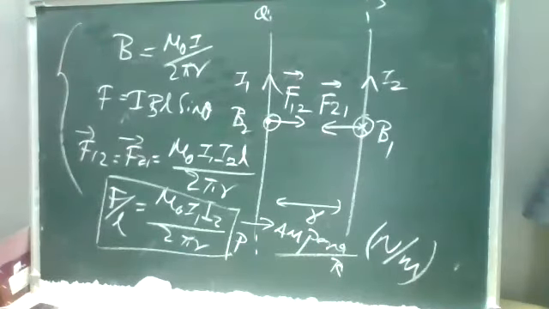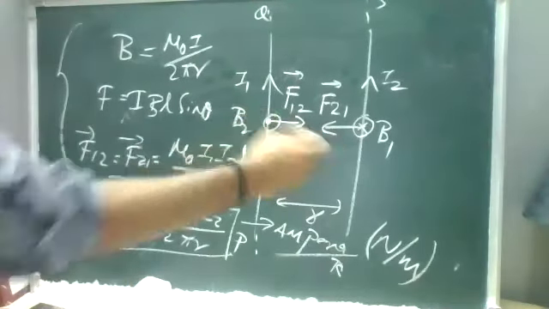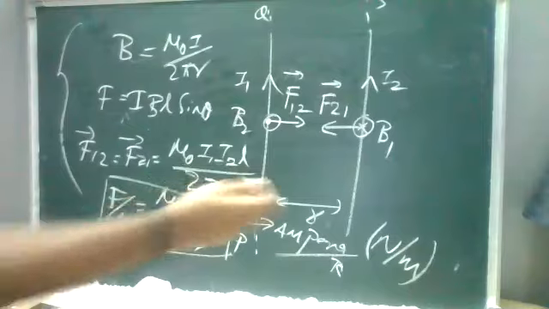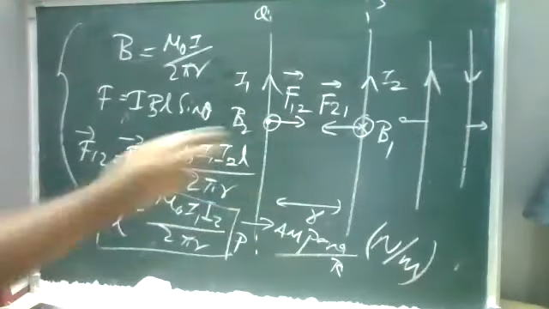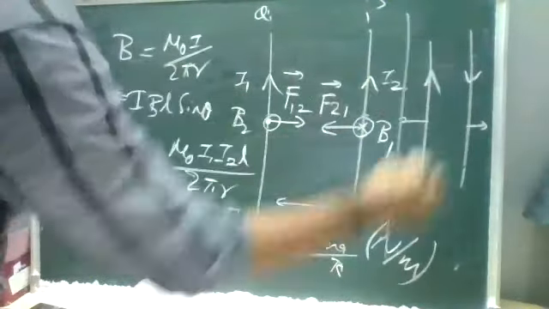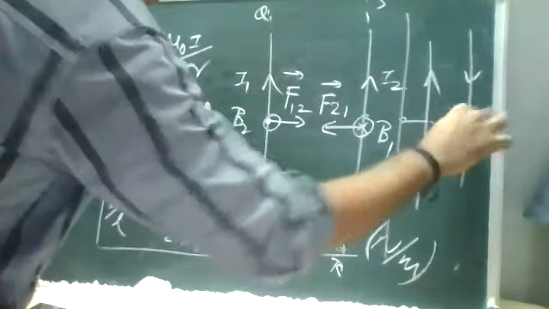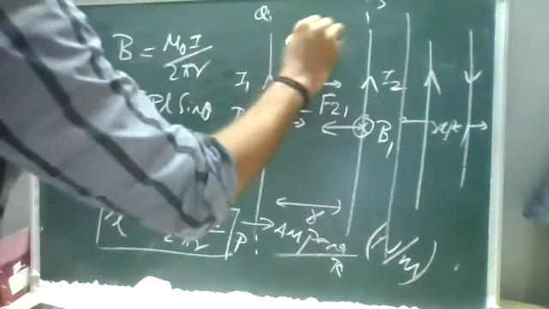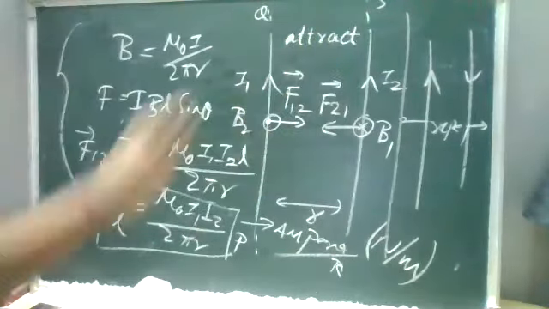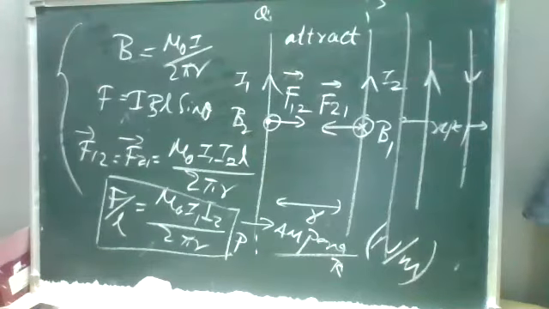Now suppose the two currents are in opposite directions. Remember, when the two currents are in opposite directions, they will try to repel each other. So with I1 in the upward direction and I2 in the downward direction, the forces repel. Same direction, attract. Opposite direction, repel. Remember this.